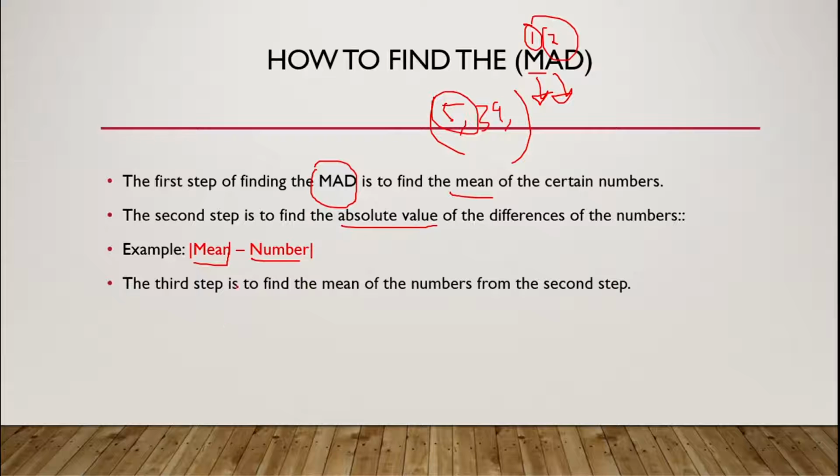So the third step is to find the mean of the numbers from the second step. After we have the mean minus the number, let's just say it was 2. So we're going to have 2. We're going to find the mean of the numbers from the second step, for example 2 plus 9. We're just going to find the mean of these, and that will be the end of the steps.